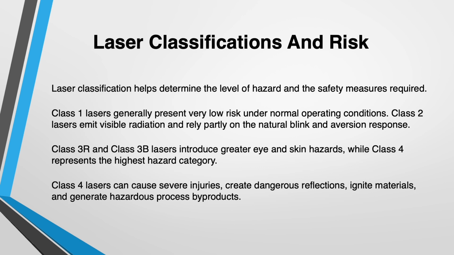Laser classification helps determine the level of hazard and the safety measures required. Class 1 lasers generally present very low risk under normal operating conditions. Class 2 lasers emit visible radiation and rely partly on the natural blink and aversion response. Class 3R and 3B lasers introduce greater eye and skin hazards, while Class 4 represents the highest hazard category. Class 4 lasers can cause severe injuries, create dangerous reflections, ignite materials, and generate hazardous process byproducts.